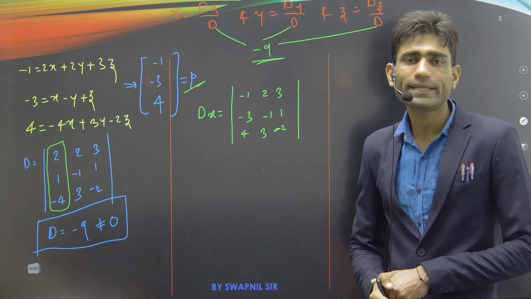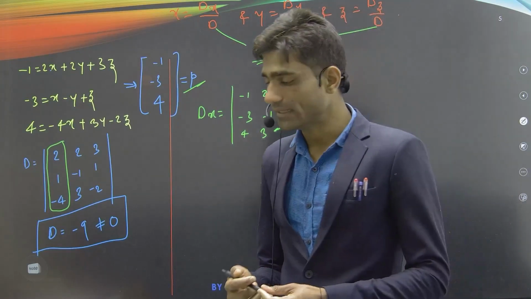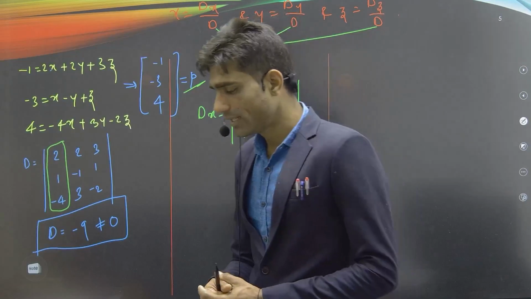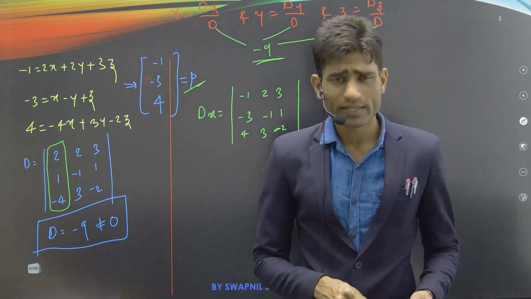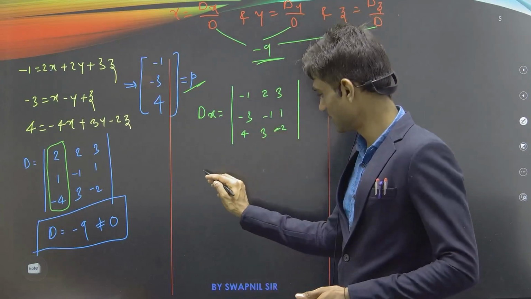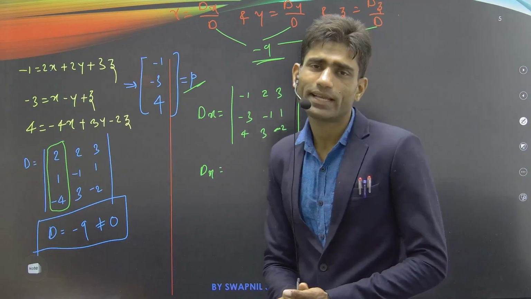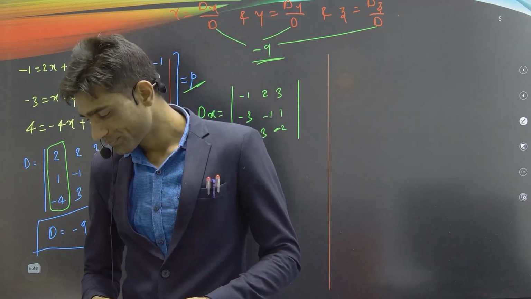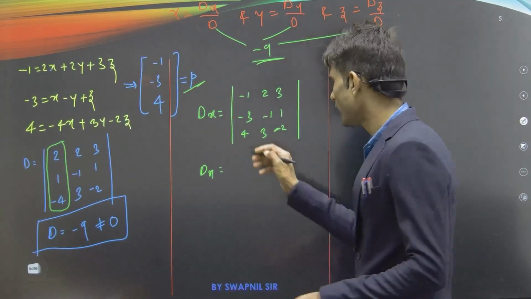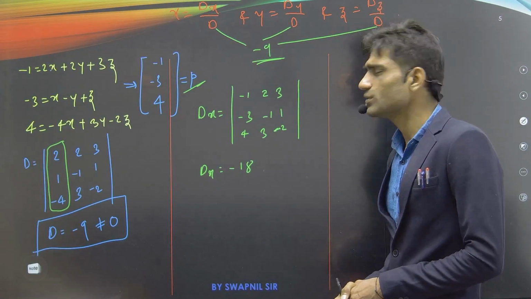I'm expecting that you all have understood how we can find the value for dx. Similarly, as you found the value for d, go and find the value of determinant dx. I'm going to write the answer for dx as I found earlier: the value for dx is -18.